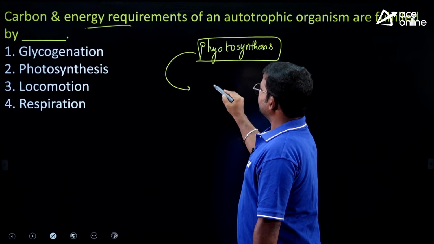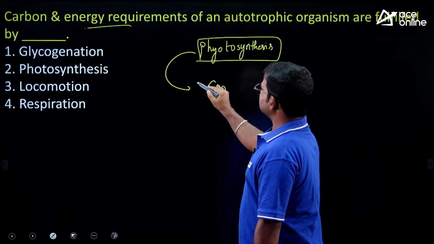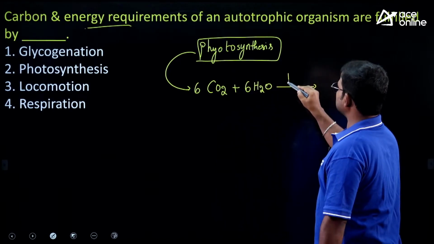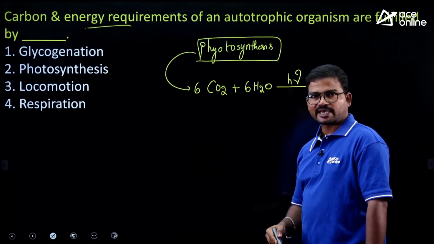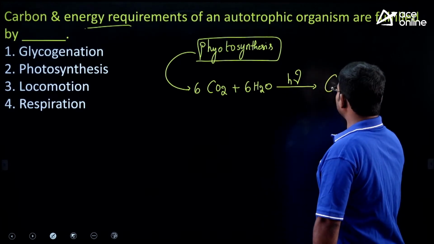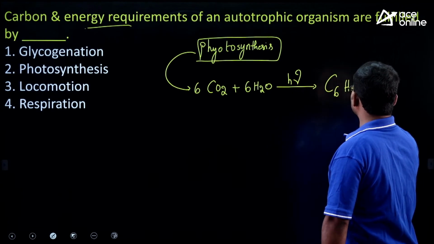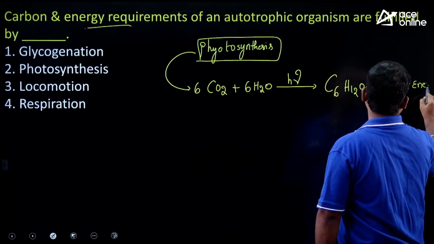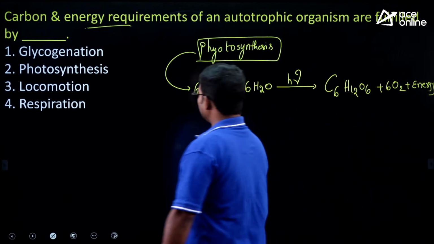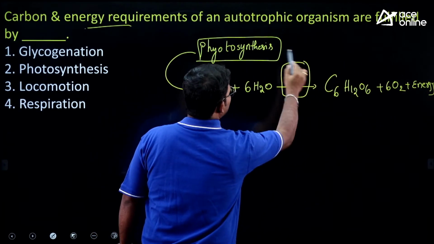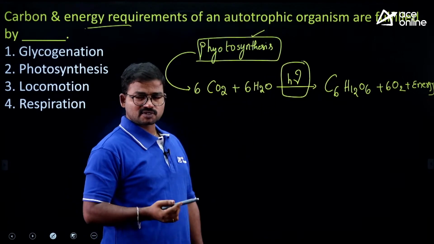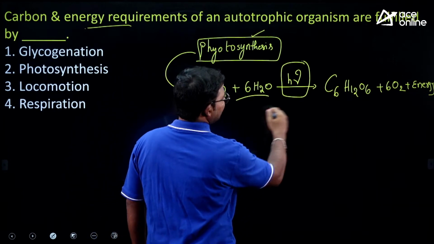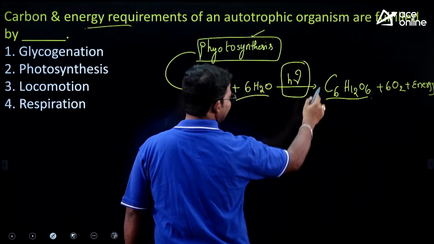Photosynthesis means carbon dioxide and water molecules in presence of sunlight. Mostly plants absorb carbon dioxide and water in presence of sunlight, so they can produce carbohydrates plus oxygen plus some amount of energy. Most photosynthesis is executed only in daytime. Plants absorb carbon dioxide and water, and release carbohydrate.